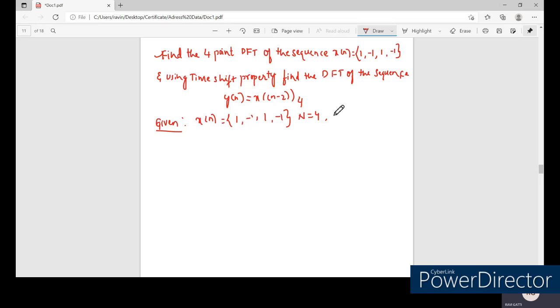Now you are supposed to find the 4 twiddle factors, that is omega 4 to the power of 0, omega 4 to the power of 1, omega 4 to the power of 2, and omega 4 to the power of 3. You need to find them.